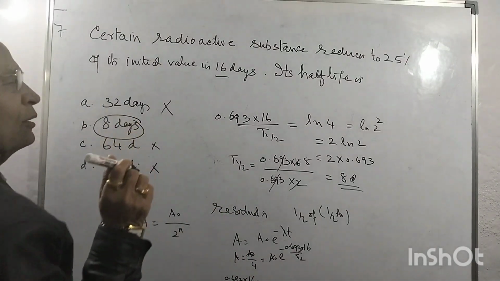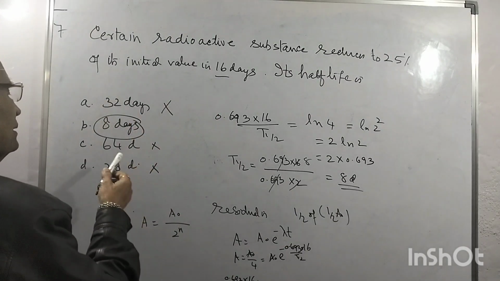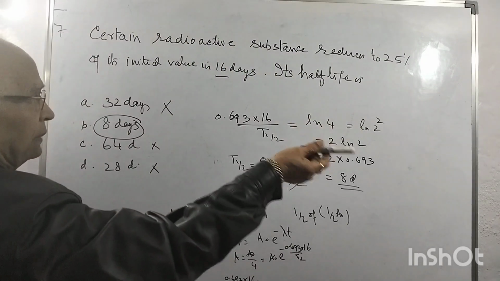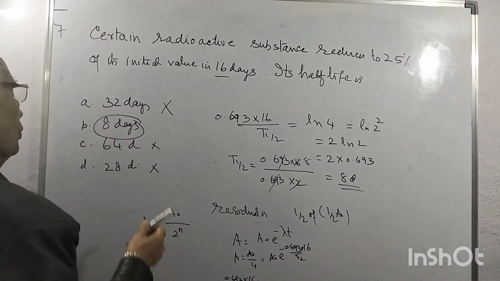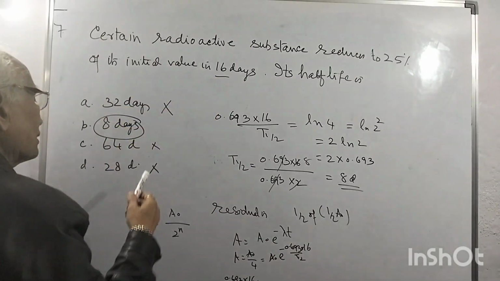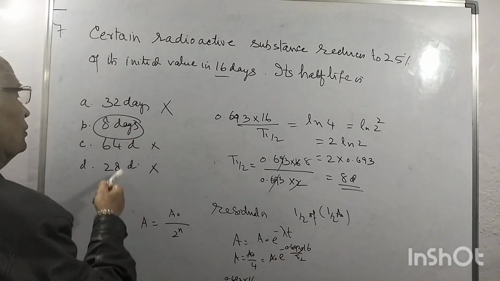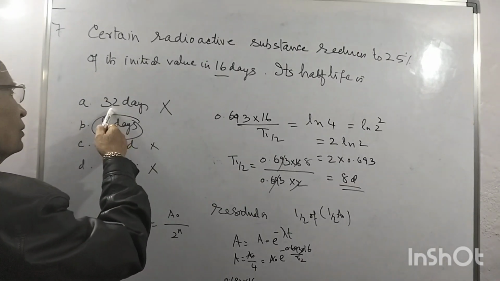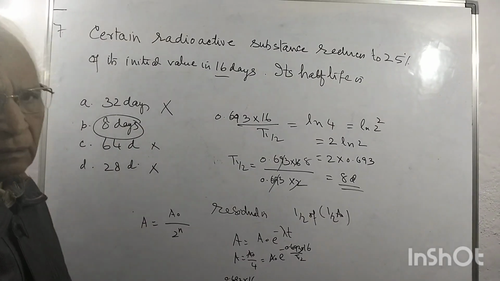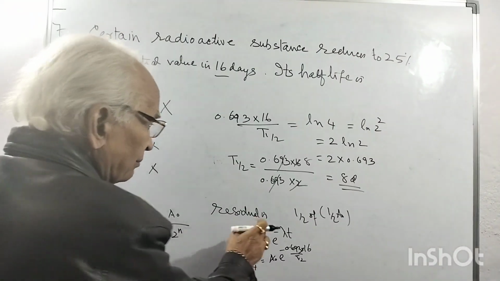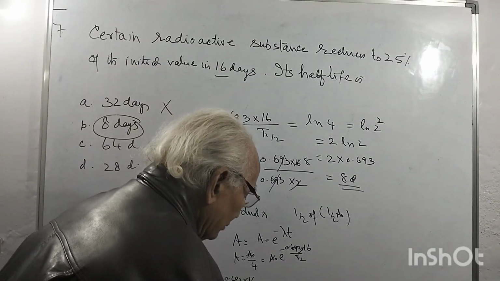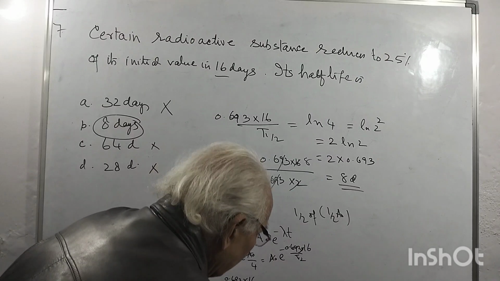But I wrote here by common sense, because common sense says that it cannot be half-life, because 3/4 decays in 16 days. The half-life will be less than this. So 28 is not correct, 64 is not correct, 32 is not correct. Half-life is less than 16 days, so this is the 8 days. Common sense. Otherwise, mathematically you can do it like this, and that is the correct method of doing any problem, but it takes some time.